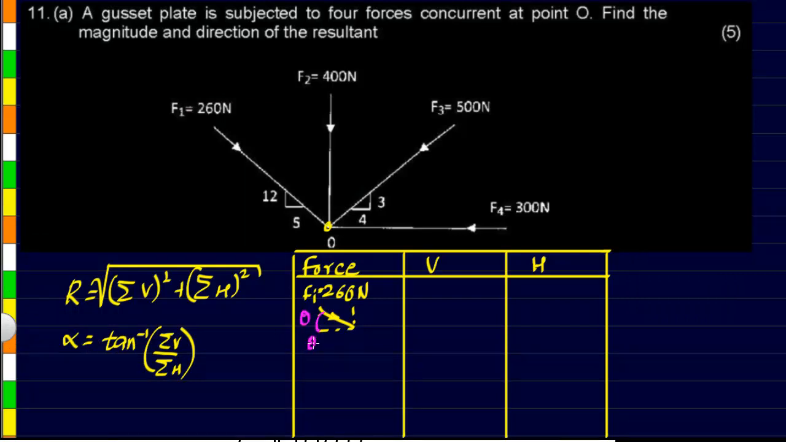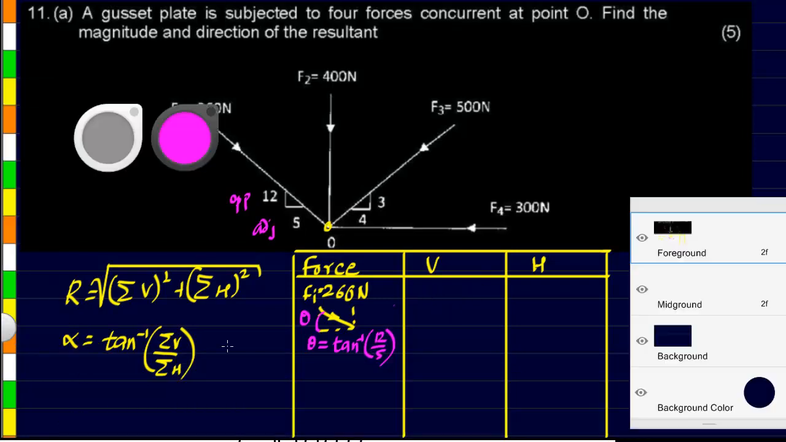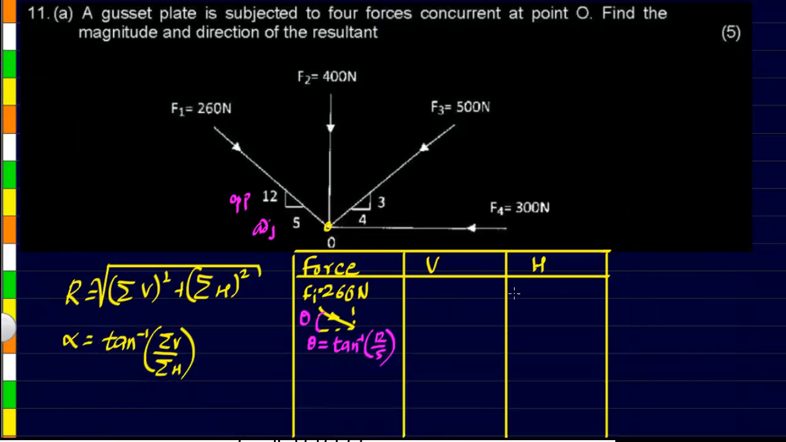So theta can be found out by using the tan relation. This one is opposite and this one is adjacent. Opposite by adjacent gives us tan, and that's what we are going to use. So tan inverse of 12 by 5 is what we can use for finding theta. And next, here we'll have to write down the vertical and horizontal components.